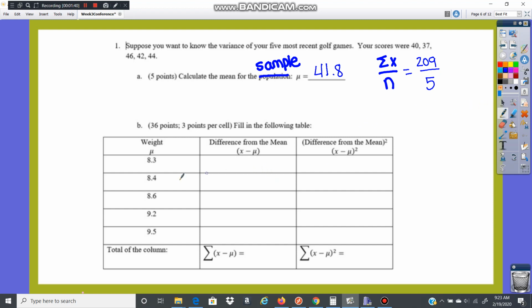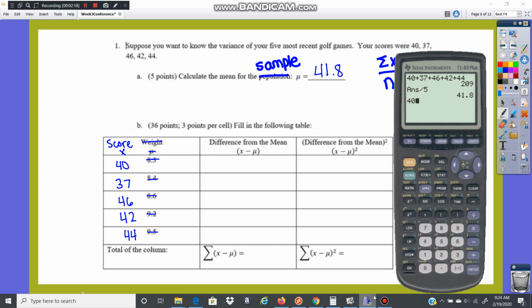Okay, so next thing we're going to do is fill in the following table, and this is going to help us get the variance and the standard deviation. Let's change these to the actual values because I changed the values. So we're going to have 40, 37, 46, 42, and 44. That's going to be our score, and that's going to be x. For the difference from the mean, you're going to do x minus the mean. So I'm going to go 40 minus 41.8 for my first one, which gives me negative 1.8.